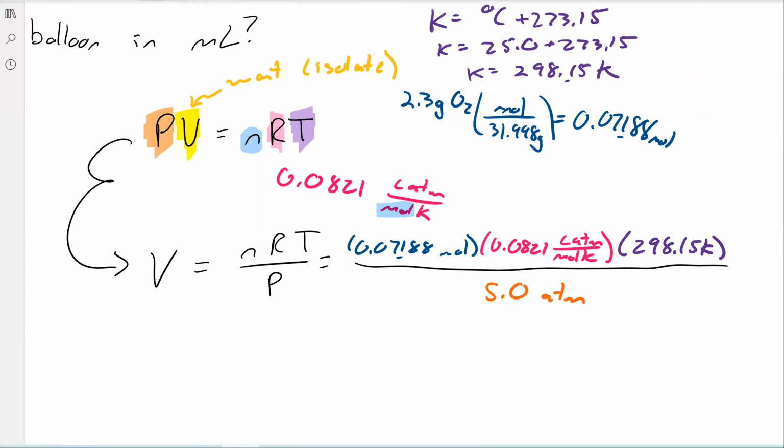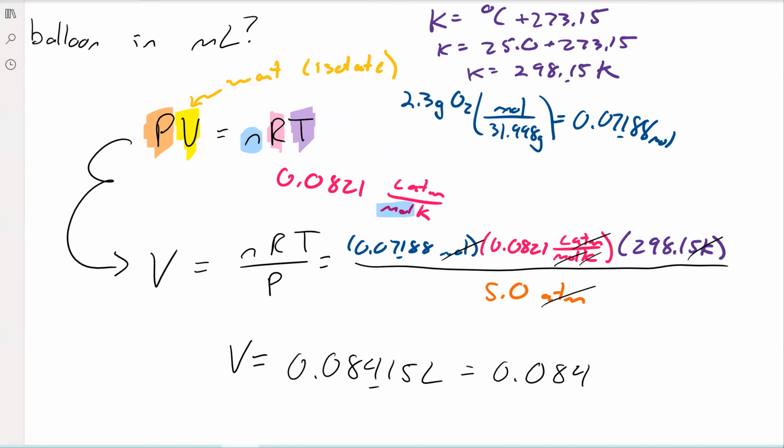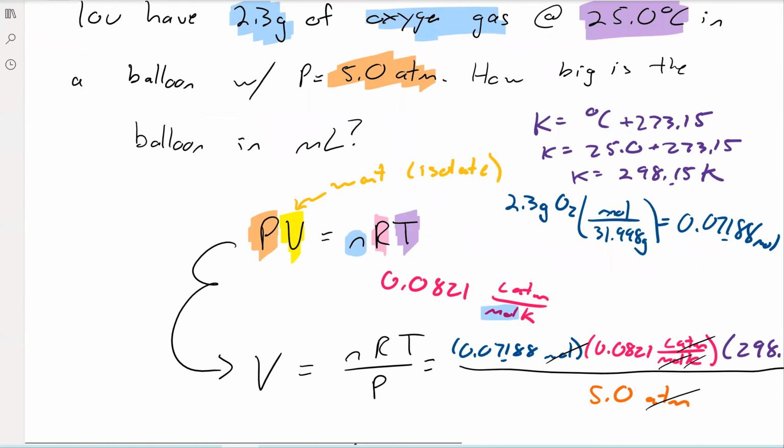And then if you think about the units, moles cancels out with moles, atmospheres cancels out with atmospheres, and Kelvin cancels out with Kelvin. So we're left with liters. If you do the calculations here, you'll get 0.08415 liters, only 2 sig figs here, so 0.084 liters. However, if we read the question, we want the balloon volume in mL.